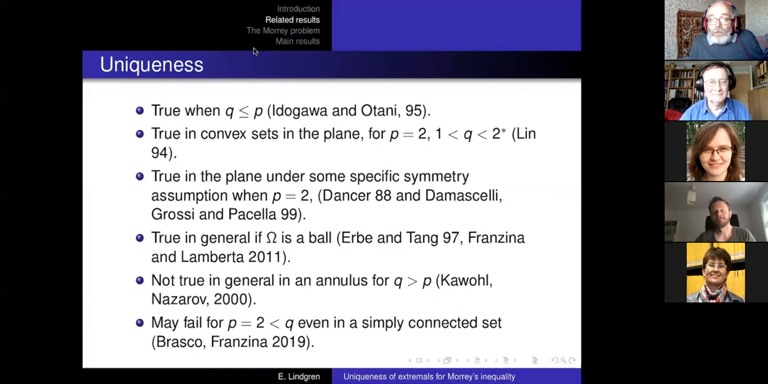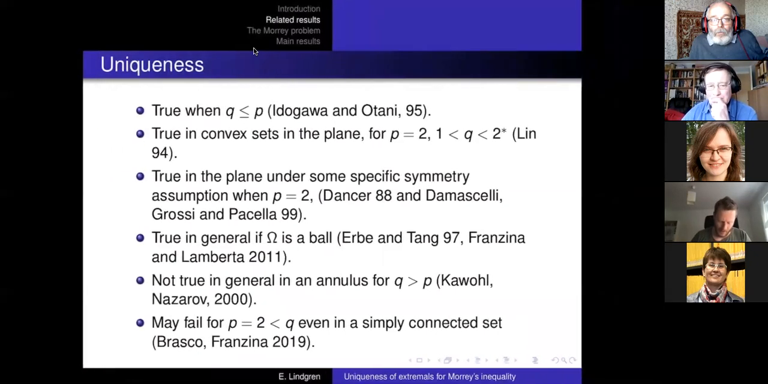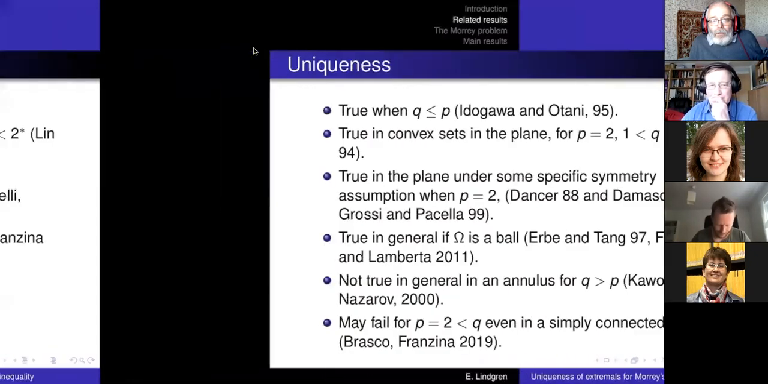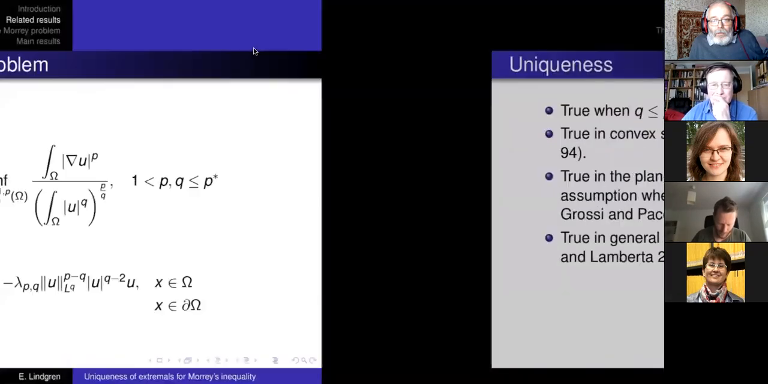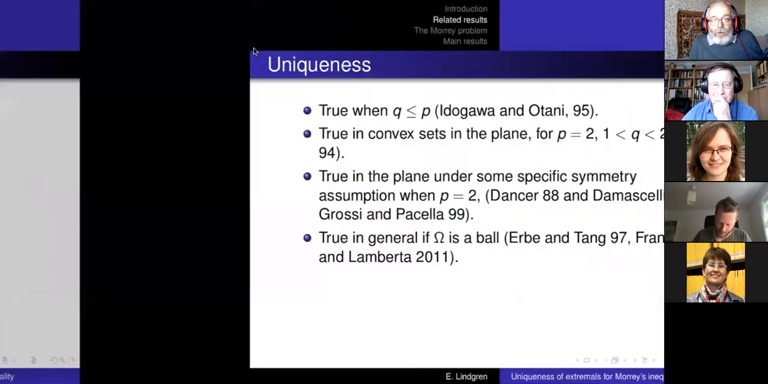Okay, more questions? I have a simple question, just clarifying one. It's about the Euler-Lagrange equation. Am I right that you assumed there that the domain omega has to be connected when we pass from the critical point to the Euler-Lagrange equation? Let's say with L infinity.